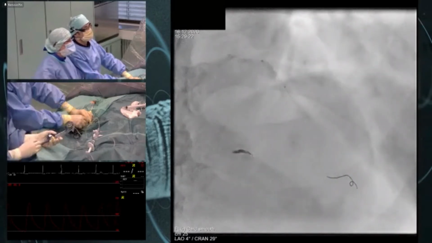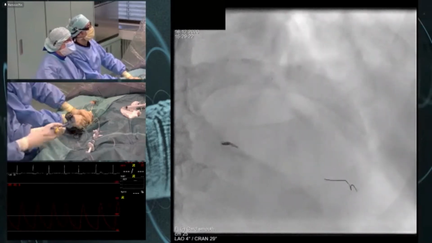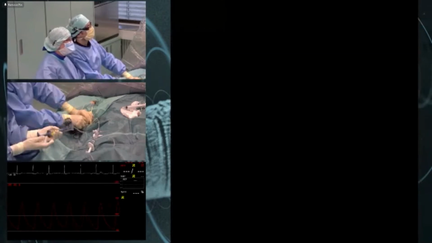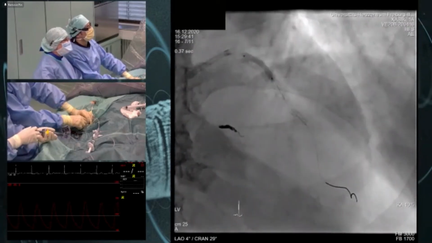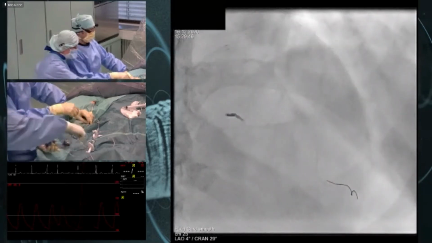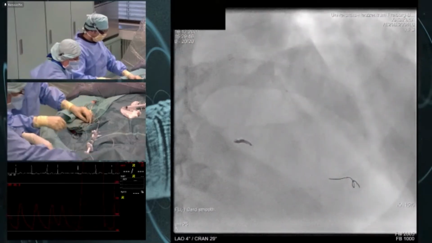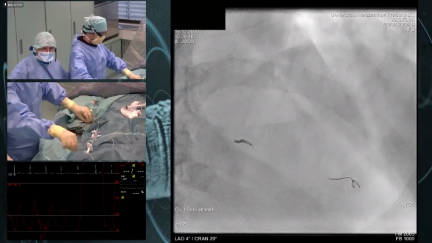I don't like to provoke here a bit more. So it's nicely open. Now I have 16 atmospheres. Perfect, yeah. So I think we can make now maybe an angio. Yes, that's a good idea. How it looks. And then we can start with stenting.